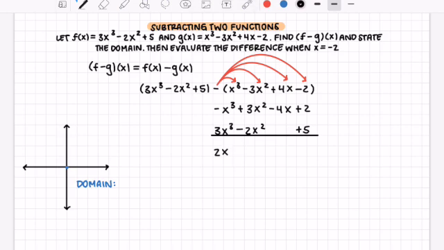positive 2x to the power 3 minus x squared minus 4x plus 7. And then from there, we get our final simplified answer.